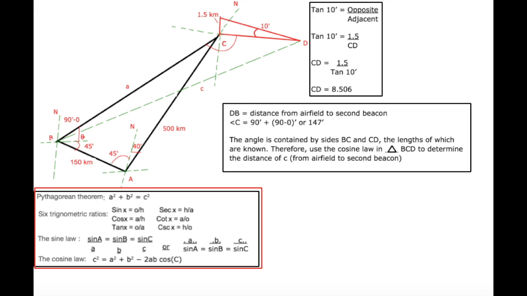As shown in the diagram, DB is the distance from the airfield to the second beacon. The line is one side of triangle BCD. Angle C equals 147 degrees. The angle is contained by sides BC and CD, the lengths of which are known. Therefore, you must use the cosine law in triangle BCD to determine the distance of DB, which is from the aircraft to the second beacon.